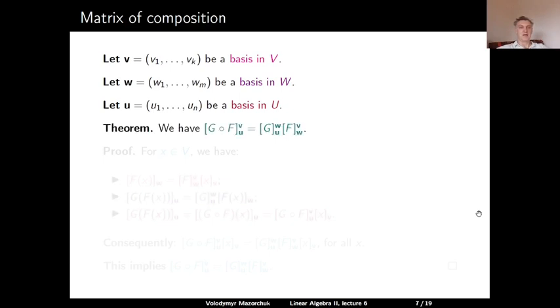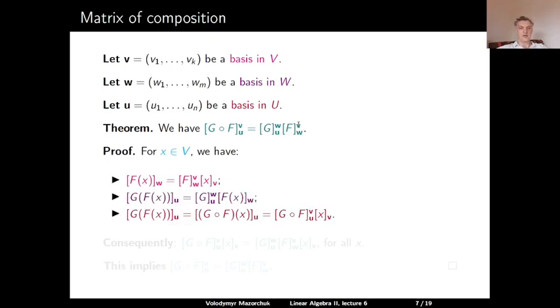Theorem: the matrix of the composition of G and F with respect to the bases V and U is equal to the product of the matrix of G in the bases U and W times the matrix of F in the bases W and V. Proof: for any element x in V, we know the following things.